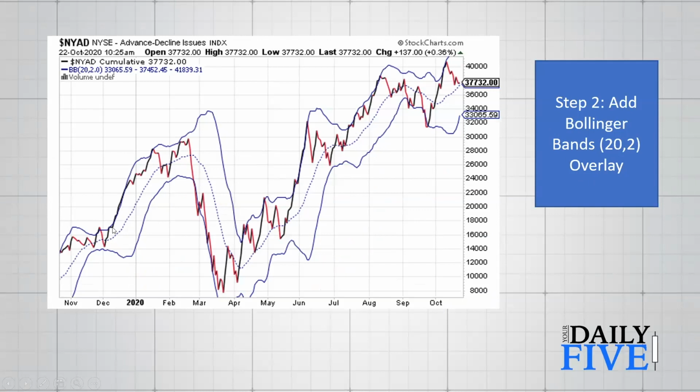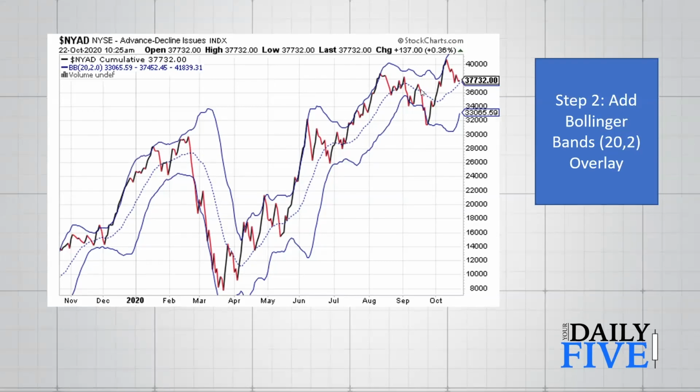Why Bollinger Bands? Well, if you think of the advanced decline line as a market indicator, you want to know when big moves are coming. You can see that when the Bollinger Bands shrink, big moves follow. The 20-day moving average is just a nice way of keeping a look at the general trend. But the key to the Bollinger Band analysis with the advanced decline line is looking for band shrinkage. And you can see that every time the bands get squeezed, you get a big move. So 2 steps so far.